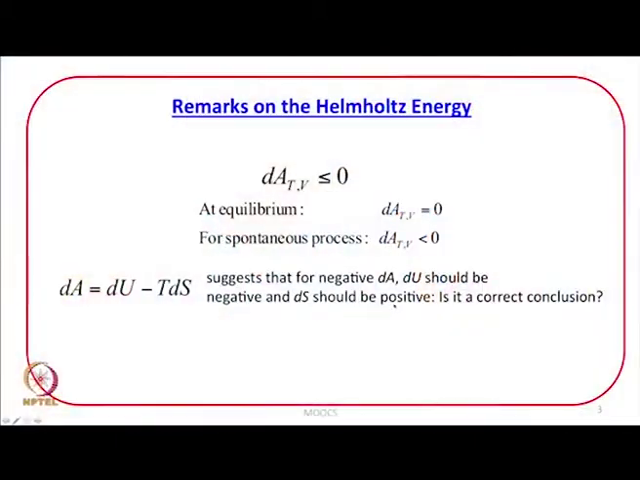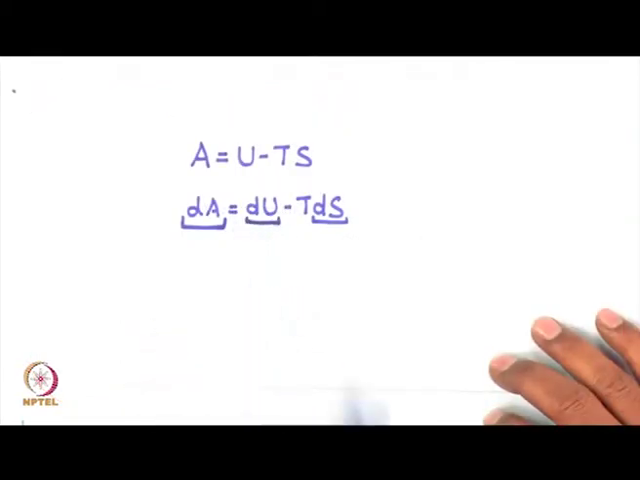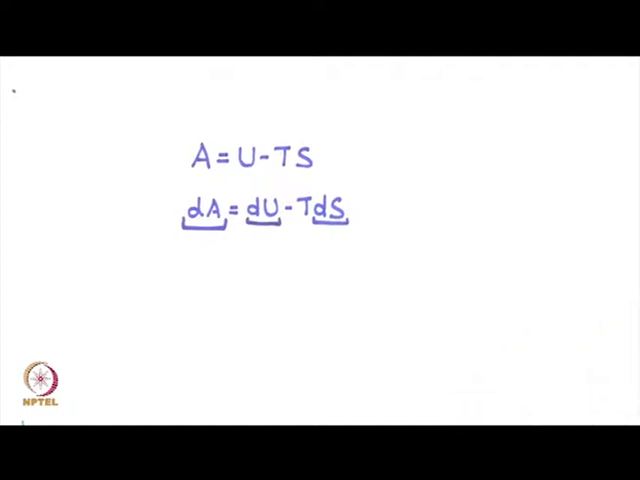Let us go back to the slide and discuss further. So, as I just discussed, dA is equal to dU minus TdS suggests that for negative dA, dU should be negative and dS should be positive. Is it a correct conclusion? dU is negative, it means that the system should go towards lower energy, and dS is positive, means entropy of the system must increase.